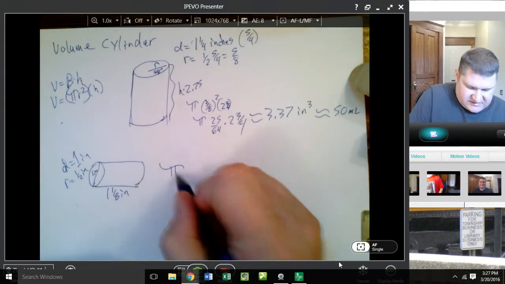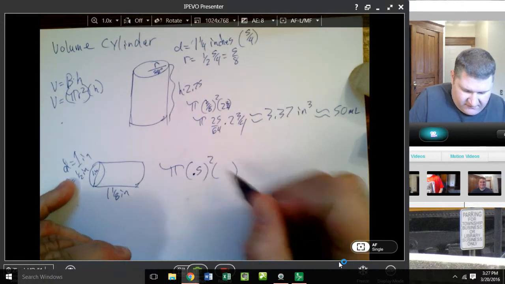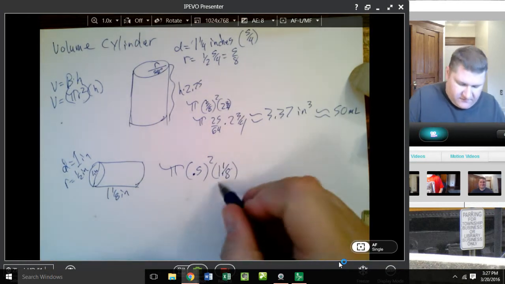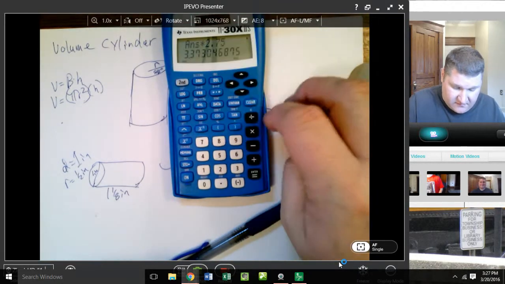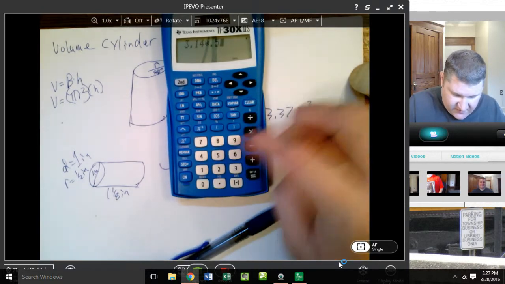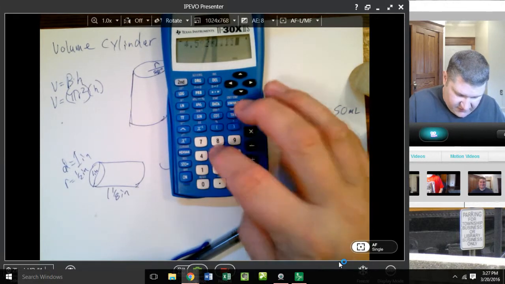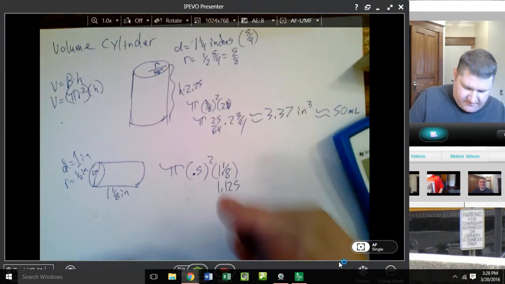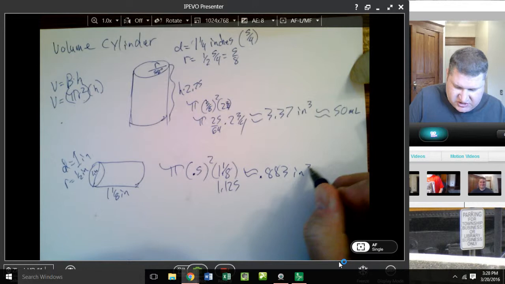So all I have to do is say pi r squared h. r is 0.5 inches. Height is 1 1/8, which is 1.125. Okay, and I can grab my calculator and clear. I can say 3.14 times 0.5 squared times 1.125, and I get 0.883. And that would be inches cubed.